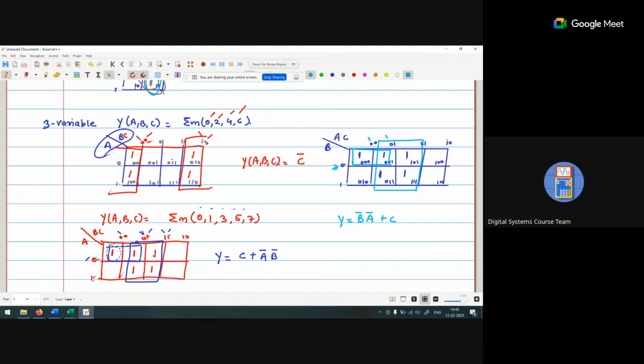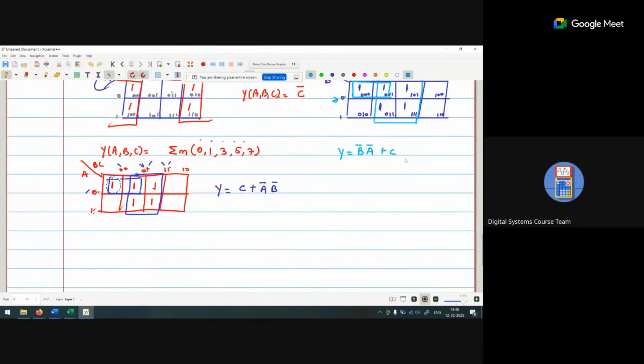Now, one more student is there, saying, sir, I want C as the bottom side. So you can do that one. You can take C as the bottom side. 0, 0, 0, 1, 1, 1, 0, 0. So the value is 0, 0, 0.